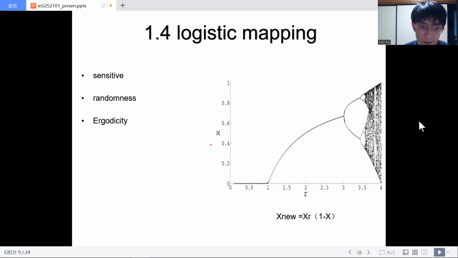First, sensitivity: the chaotic mapping is very sensitive to the input data. Second, randomness: it's very hard to predict the numbers from the chaotic mapping. And third one is ergodicity. That means the numbers we get from the chaotic system are not repeated.